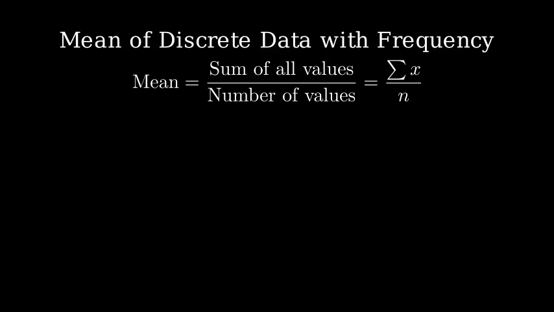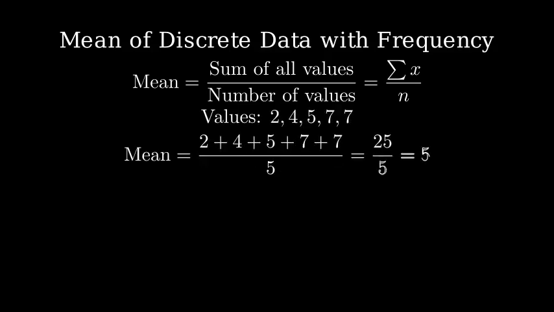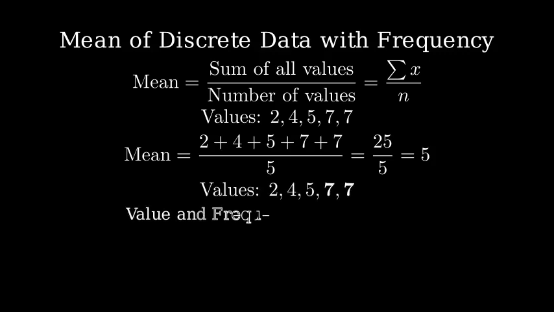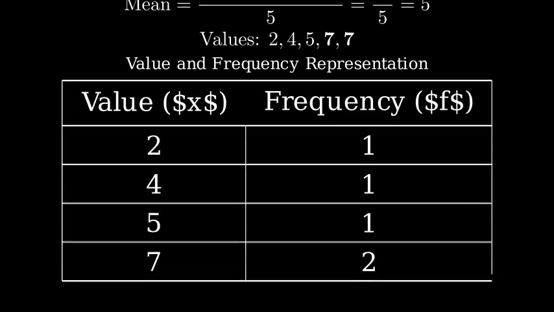The mean is the sum of all values divided by the number of values. For example, if we have the values 2, 4, 5, 7, and 7, the mean would be the sum, which is 25 divided by 5, which gives us 5. Notice in our example that the value 7 appears twice. When we have data values that appear multiple times, we can use the concept of frequency. Frequency is simply the count of how many times a value appears in the dataset.